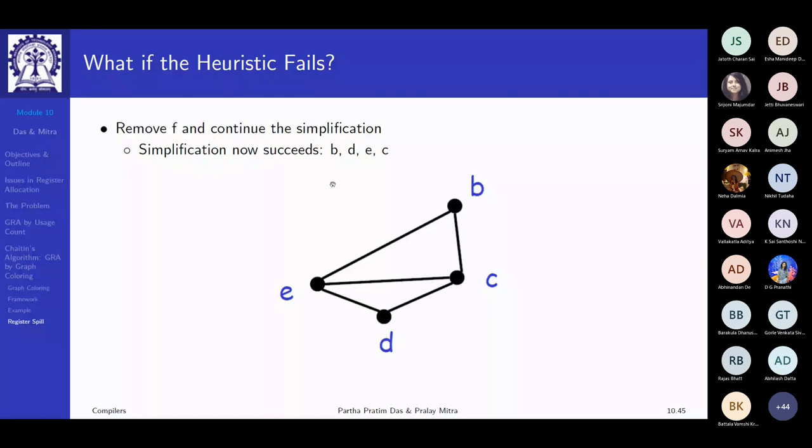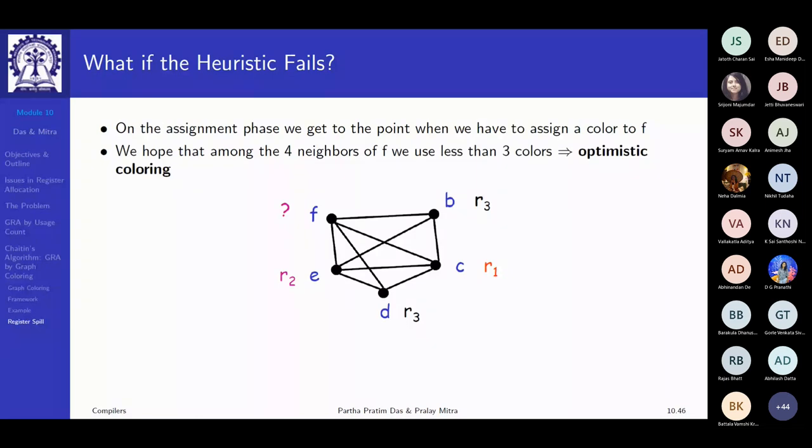And with that, now I have this graph, which is 3-colorable. I remove B and then D and then E and then C, or some other order, and I have a 3-coloring. If I put back onto the earlier graph, then I have a 3-coloring for B, C, E, D, and F was spilled, so it does not have a coloring.